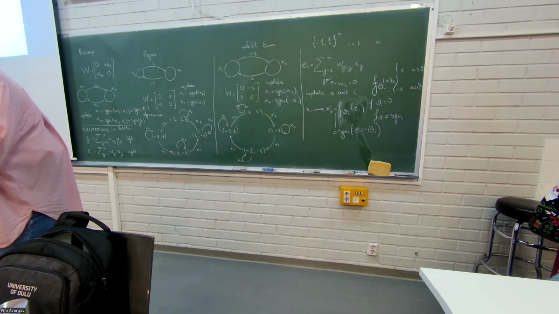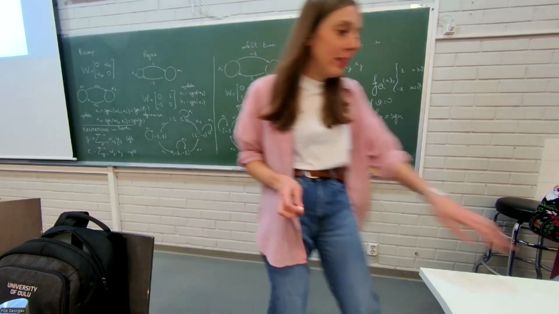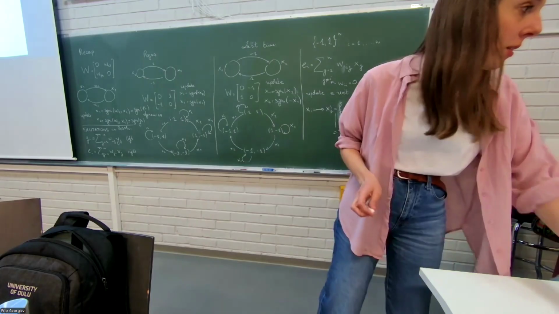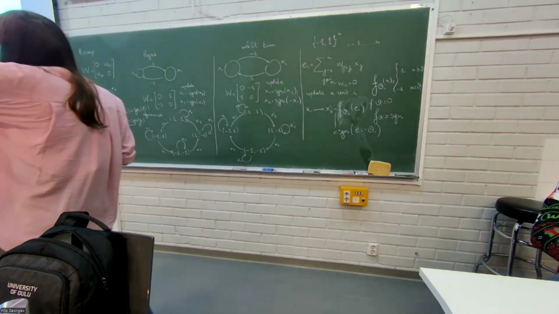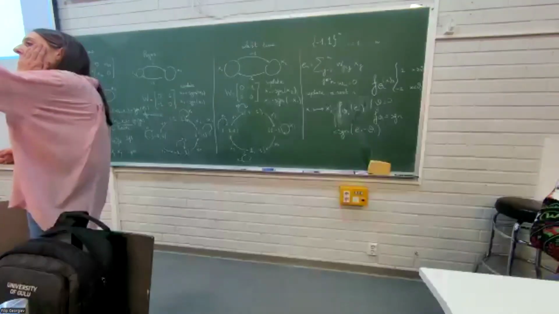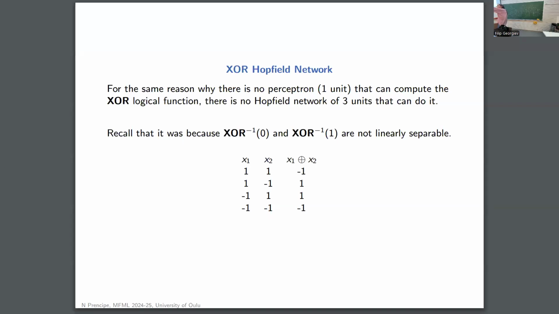So what is going on? Today we're going to talk about again the XOR problem, which is coming back. Last time I showed you how we could find a Hopfield network that did the OR. An exercise you have already is about doing the AND, the same thing. What does it mean, a Hopfield network that computes the OR?